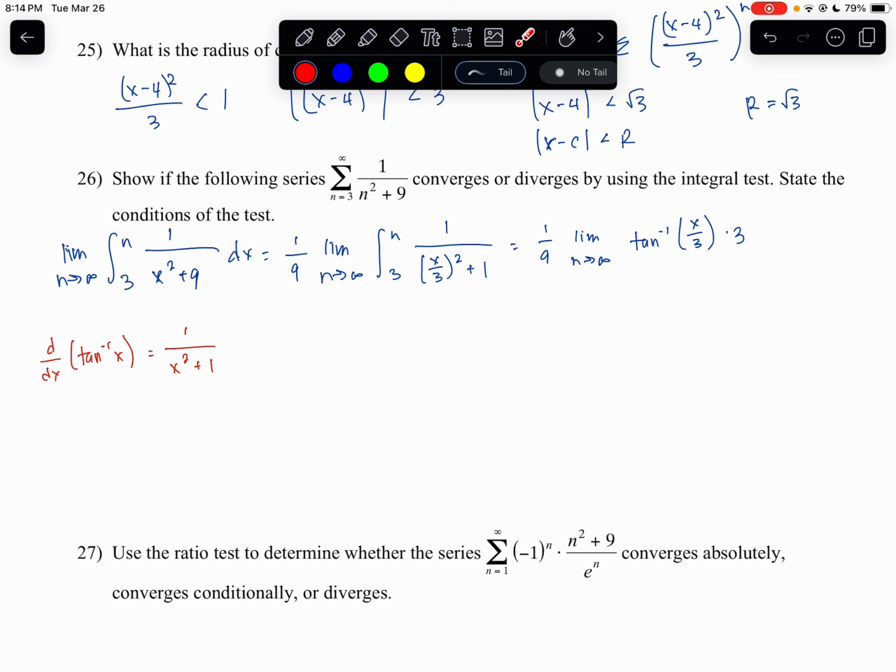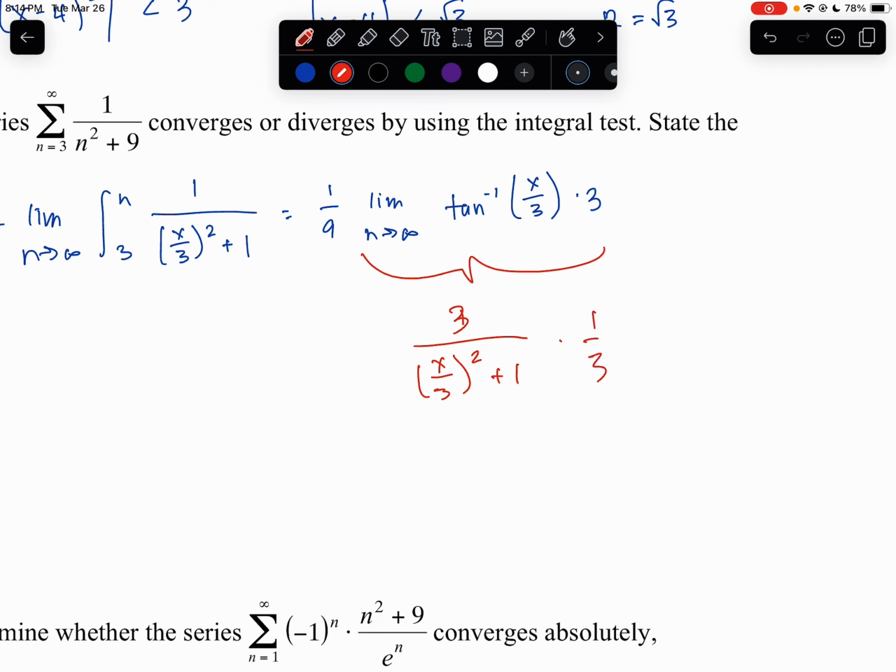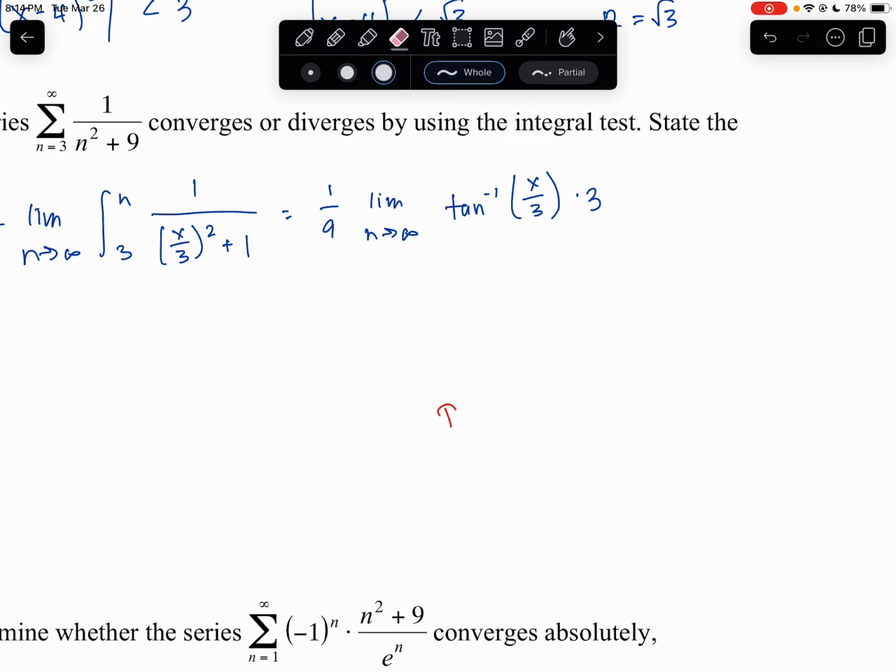Yeah, I think that makes sense. Checks out. So I have to multiply by 3. So let me just do the backwards work right here to kind of show you. So the derivative would be 1 over (x over 3) squared plus 1, times 1/3, which is the derivative of that inside right there. So this is 3 on the top because of this right here. That would cancel, giving me what I have right there. Okay. Told you guys you wouldn't like it.